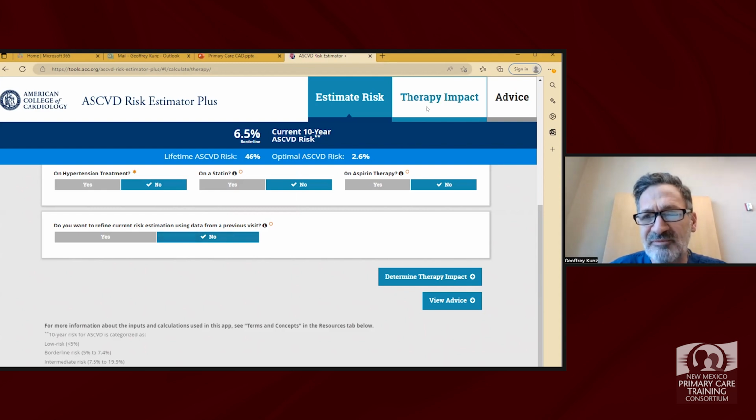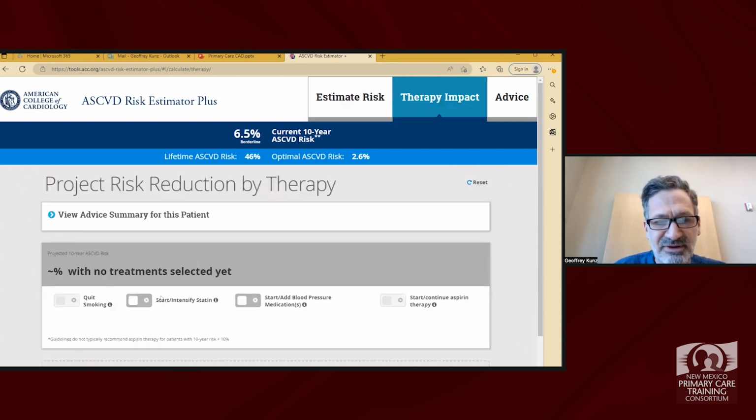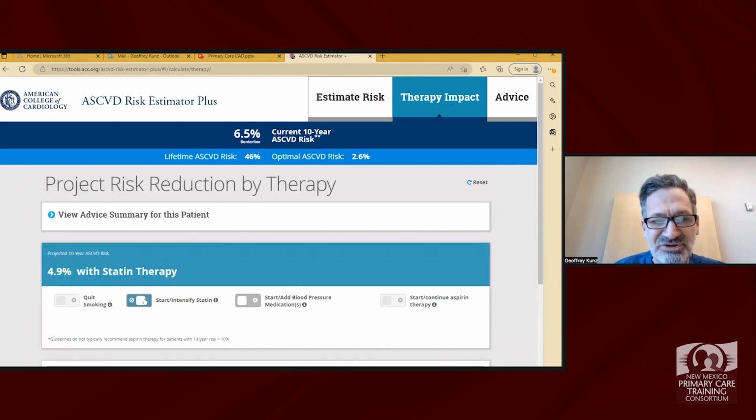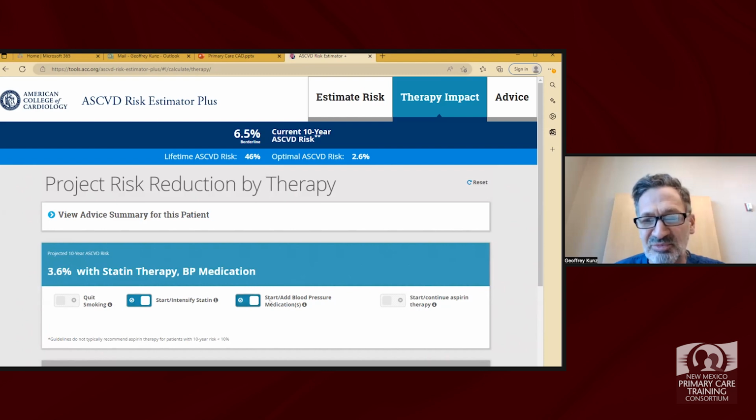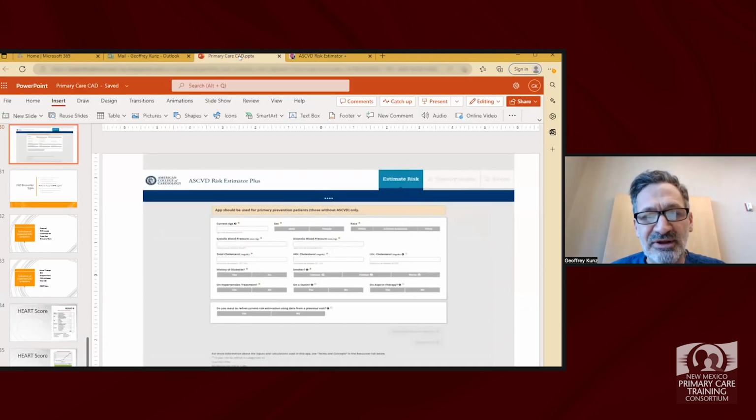So there's a tab for therapy impact. So my risk of 6.5%, if I were to start a statin, that risk would go down to 4.9%. If I started a blood pressure medicine, that risk would go down to 3.6% with the statin and blood pressure medicine. So I think that's an easy to understand and useful tool for patients.